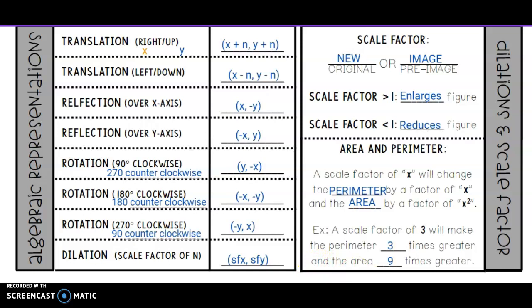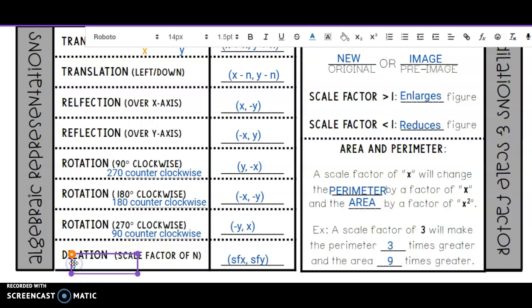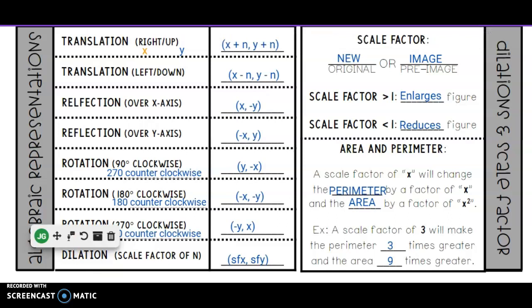Okay. Your last one is a dilation in which scale factor is n. You're used to seeing it as SF, and so just ignore that there. Your scale factor is SF. If you multiply by a scale factor greater than 1, it is going to increase. If you multiply by a scale factor less than 1, then your scale image is going to reduce. It'll get smaller. So now let's go over here to scale factor. This just repeats what I said.